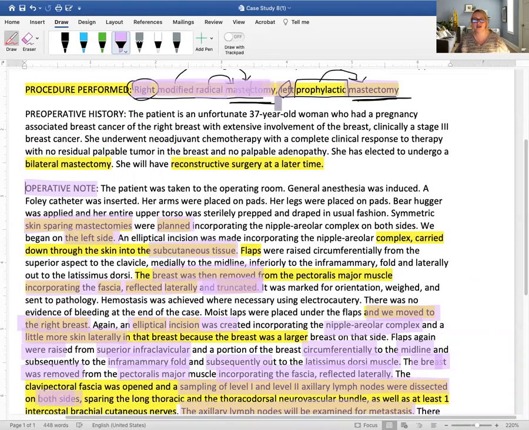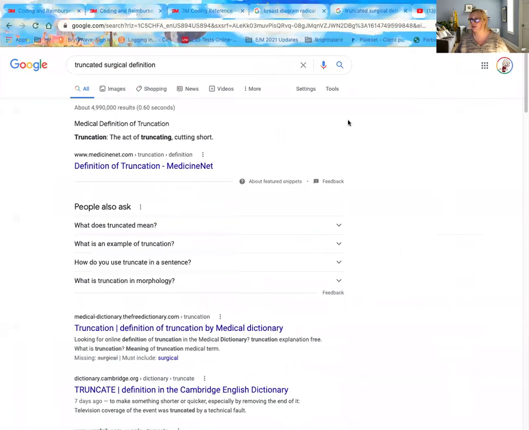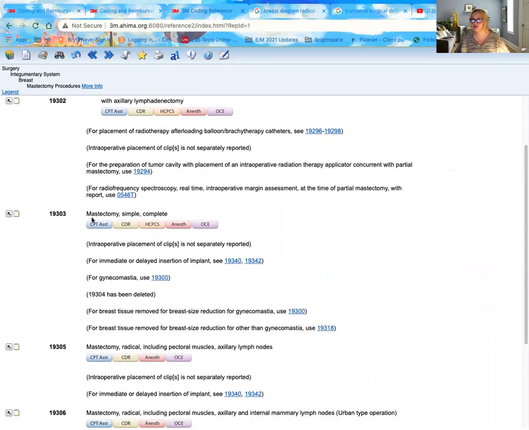And in all terms, this is just a complete mastectomy. They removed all of the breast tissue. It was not a lumpectomy, but they did not include anything other than the actual breast. And so we're going to come back here to our codes, and we're going to look for our complete options, which we have simple complete, as well as radical, which we know this was not. So 19303 does meet the definition for a mastectomy that is simply just listed as a mastectomy without the additional information.